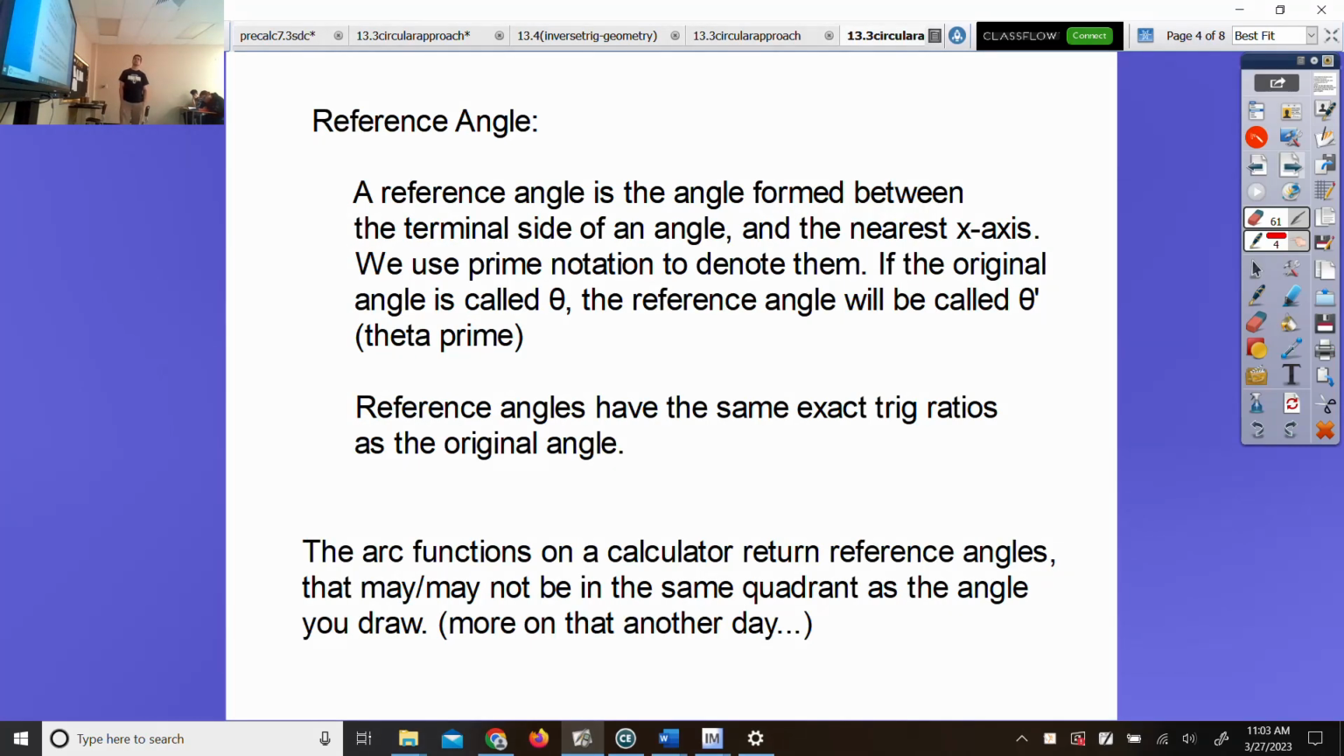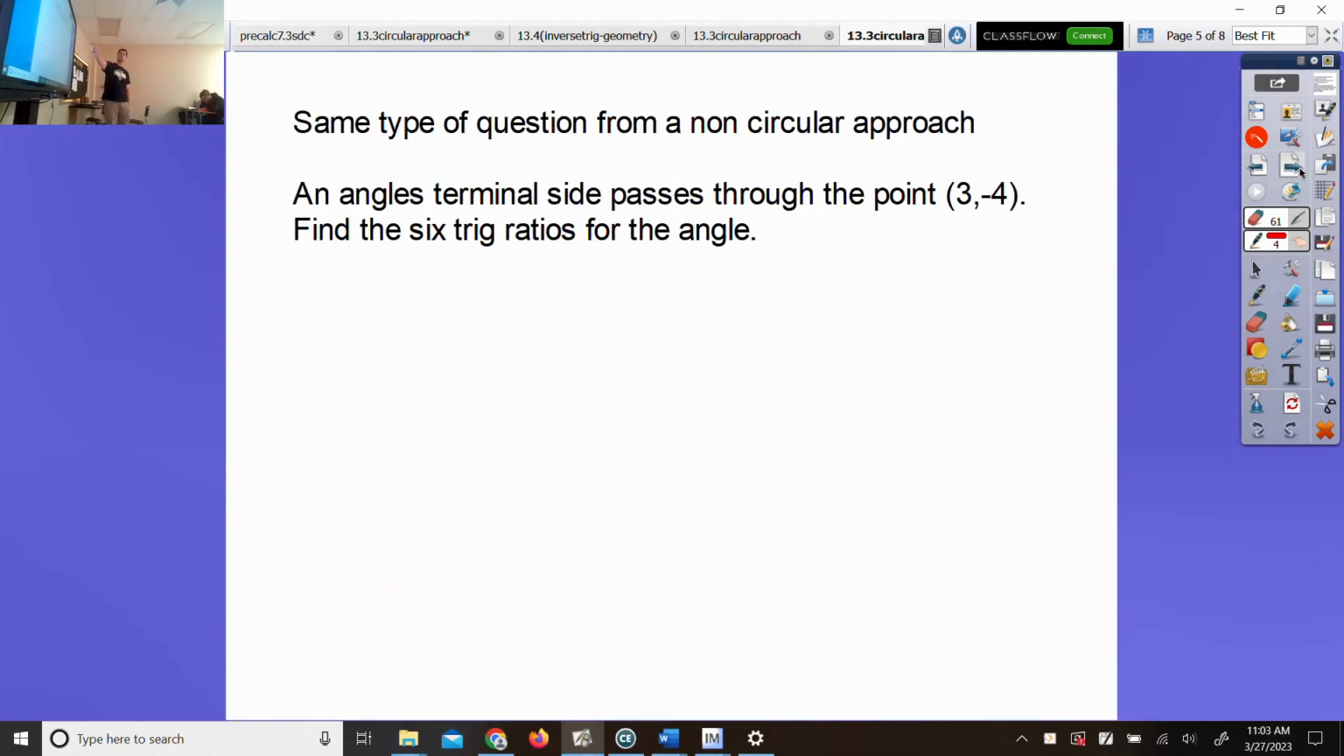What's up next? Talking about a reference angle, because this is about to come up. Before we talk about a reference angle, we need to do this one. We're going to do this one, then we'll go back to the reference angle. I think I changed the numbers on this one. No, this one's the same. It's the next one that changed. So the same type of question from a non-circular approach.